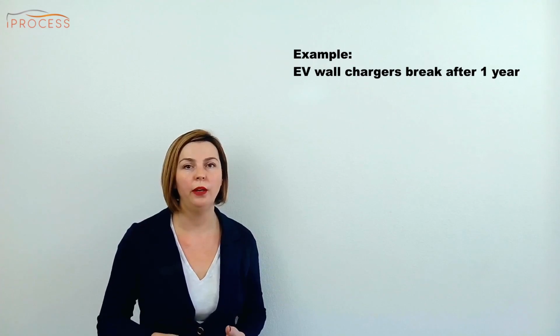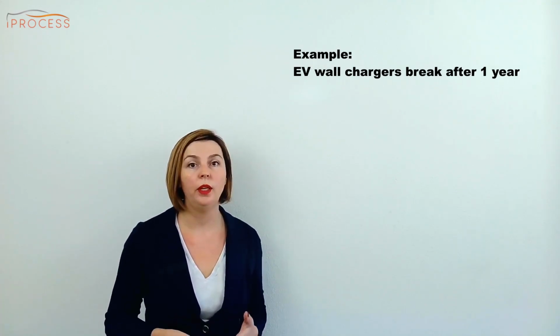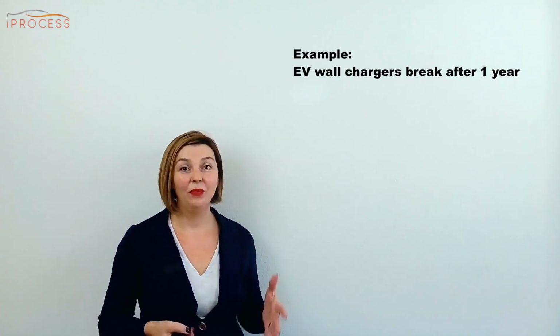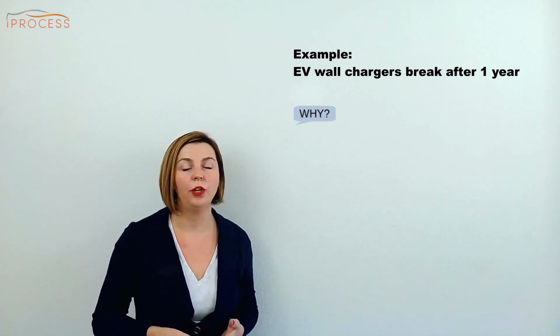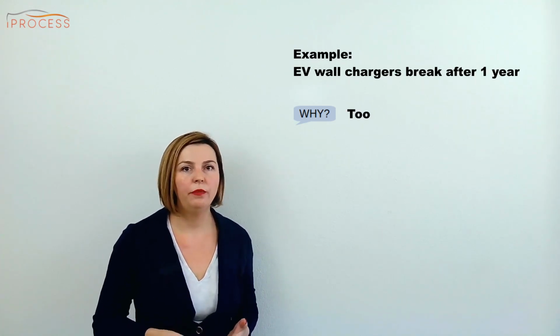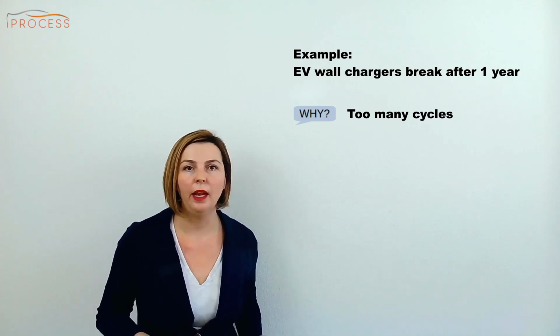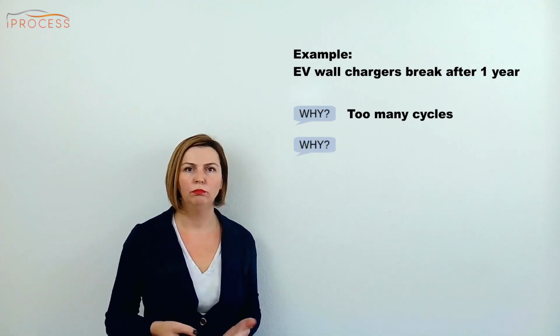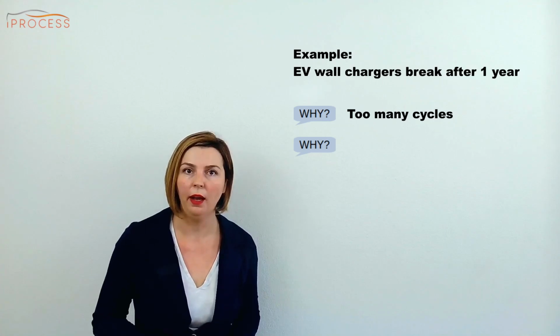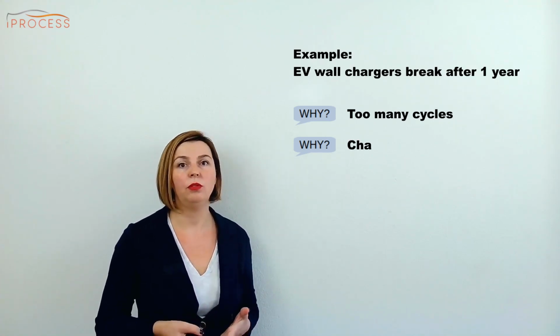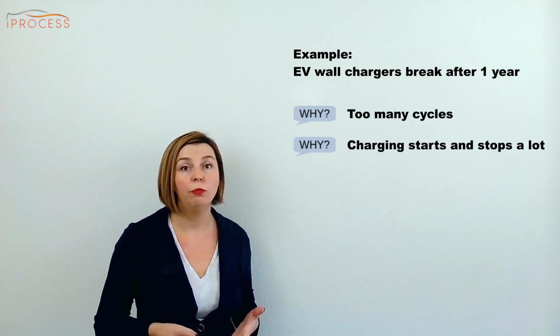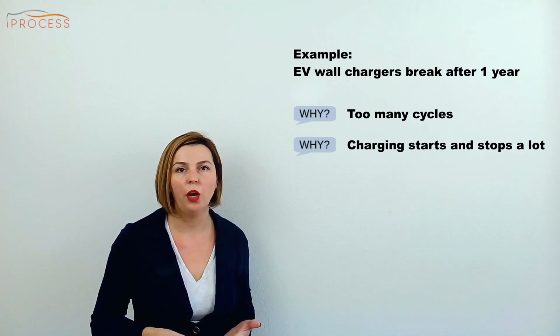Here's the problem. Customer reports that wall chargers break after 1 year, way before the end of their designed lifetime. First why. Why do wall chargers break? The number of charge cycles is way higher than the design cycle number. Second why. Why are the cycles that high? The car continues to start and stop charging when reaching the desired state of charge.